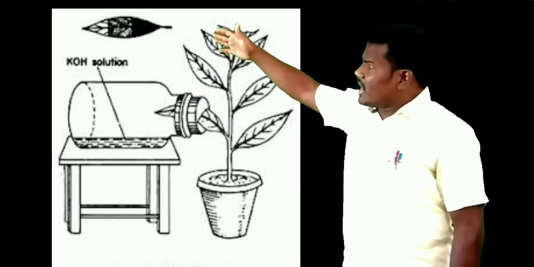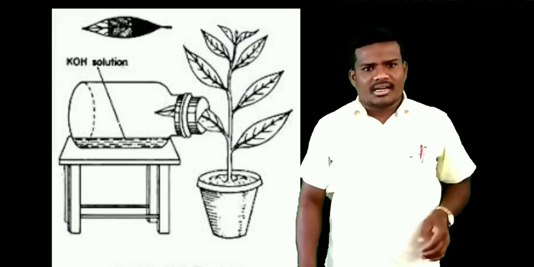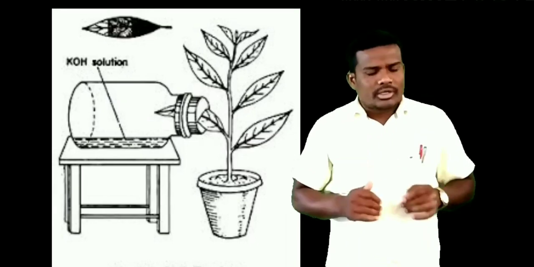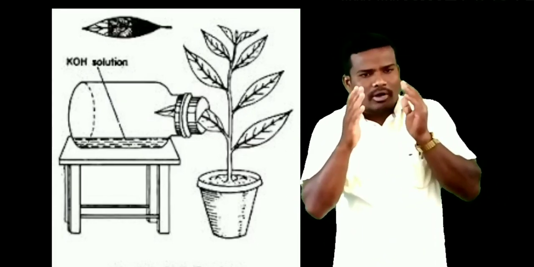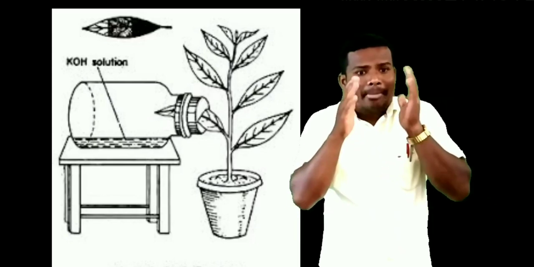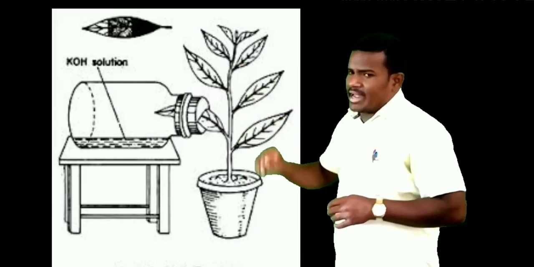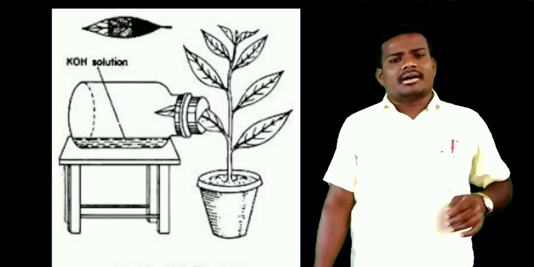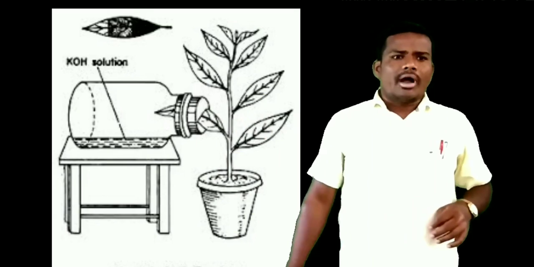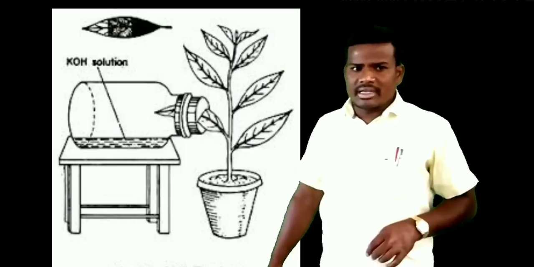Next, what are the materials required for this experiment? A potted plant, a de-starched leaf, a vertically split cork, a wide-mouthed transparent bottle, and a petri dish. These are the required materials. And the required solution is potassium hydroxide solution. Its symbol is KOH. Next, the procedure.